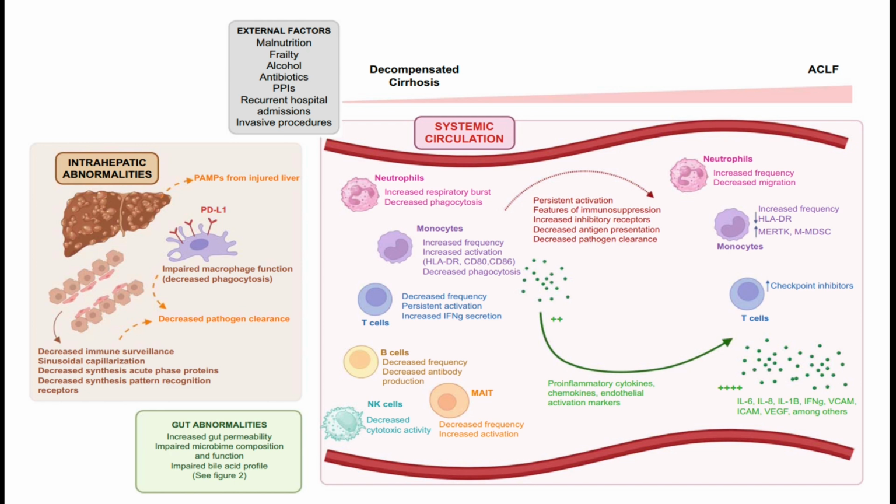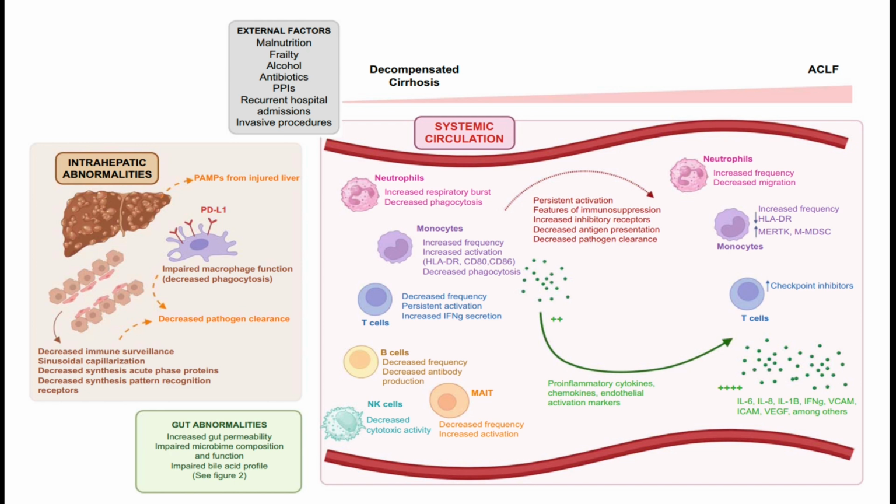3. Systemic circulation. Neutrophils show increased activation but decreased phagocytic activity and chemotaxis, impairing their ability to fight infections. Monocytes show increased activation markers, HLA-DR, CD80, CD86, but reduced pathogen clearance. T cells are persistently activated, secreting higher levels of interferon gamma, but also demonstrate immunosuppression in advanced stages, especially in acute on chronic liver failure, ACLF. Other immune cells like B cells, NK cells, and mast cells show decreased activity or frequency, contributing to immune dysfunction.